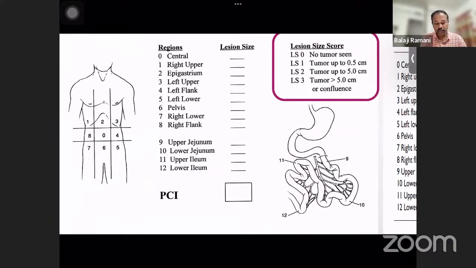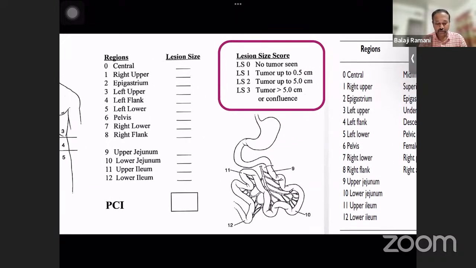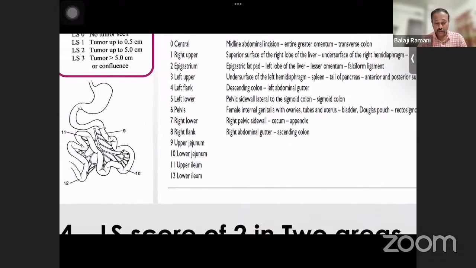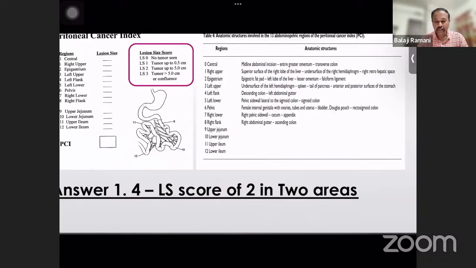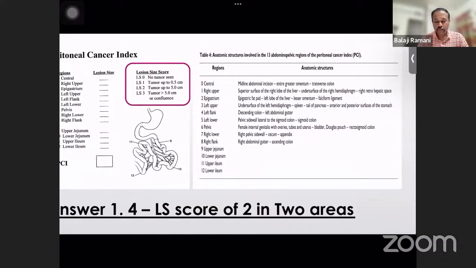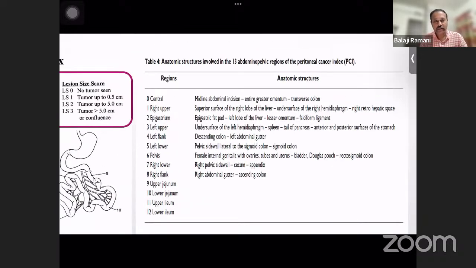Then you have your central, right upper, epigastrium, left upper, all that is there. They may ask you depending on the particular organ which is involved also. So this is important. Sometimes they may ask you based on that. So what do you mean by the central? Anything where there is a prior laparotomy incision, the greater omentum, and the transverse colon. So greater omentum, transverse colon, and midline scar, all of this will come under central. Then right upper quadrant is very simple, easy to remember. Right upper quadrant is going to be your liver and your right subdiaphragm.